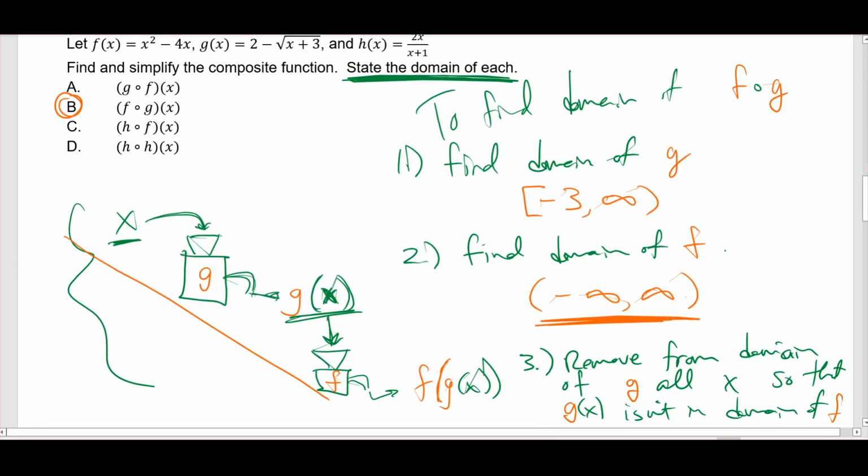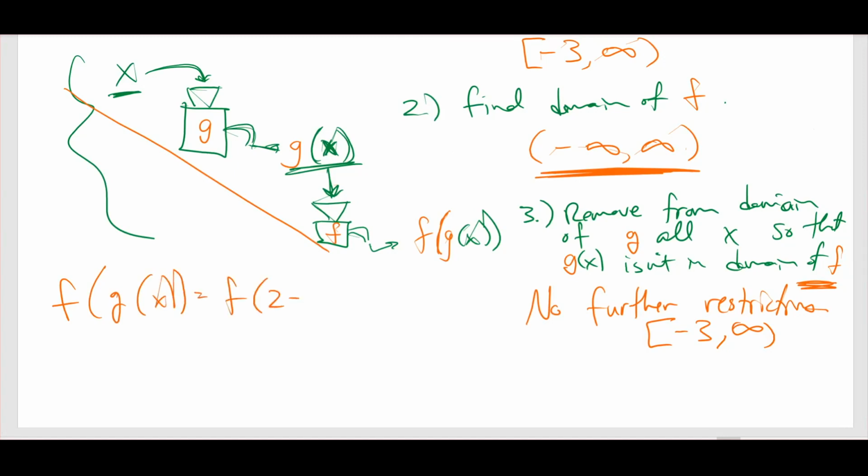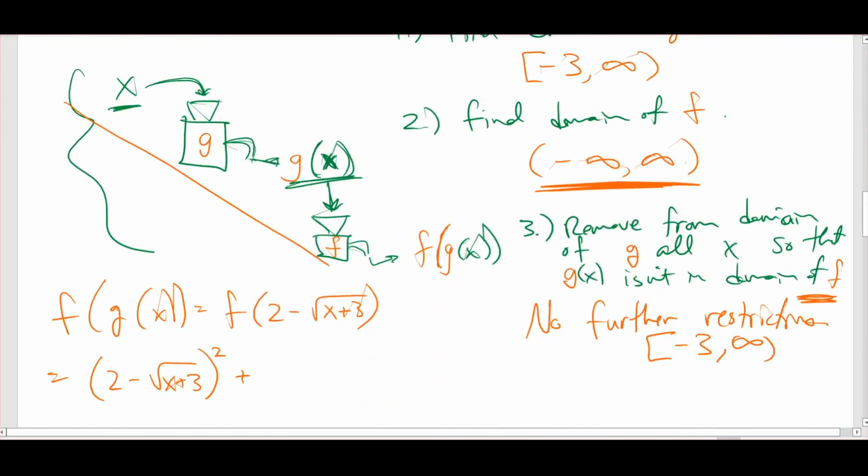and we can find and simplify the composite functions. So if we want to do f composed with g of x, this is f at 2 minus square root x plus 3. And then we would just put that wherever we see x in the function f. Now the function f was x squared plus 4x, was it? Yeah, minus 4x, excuse me.